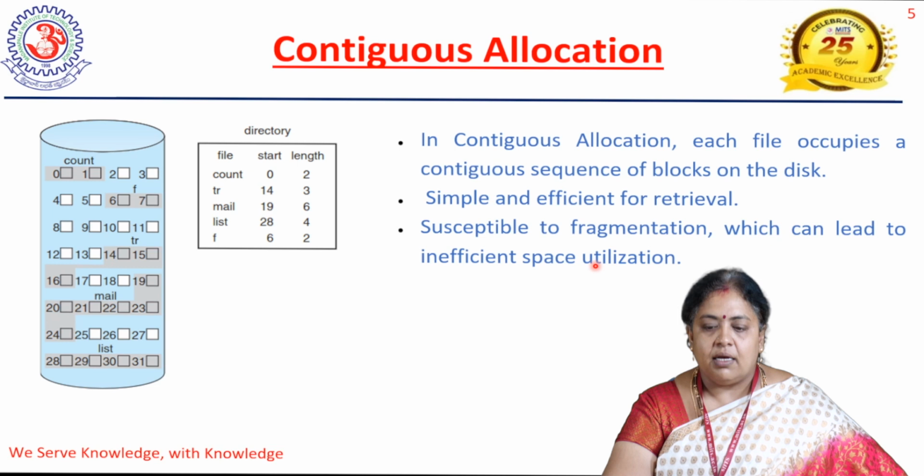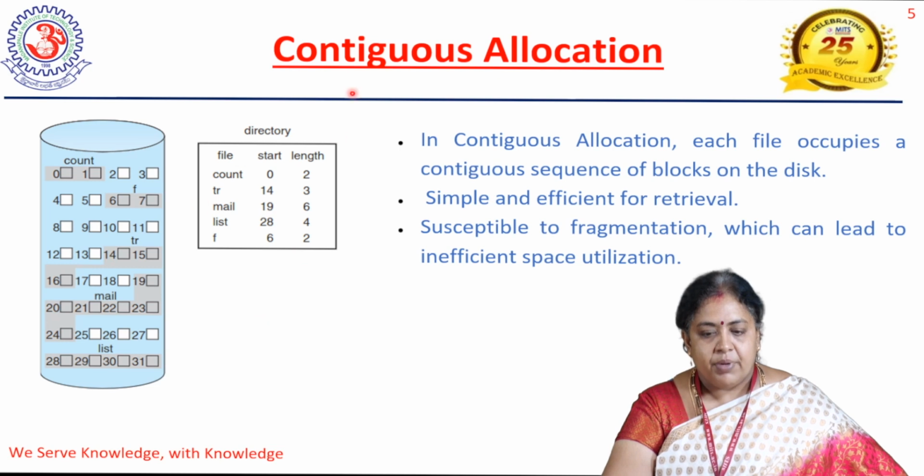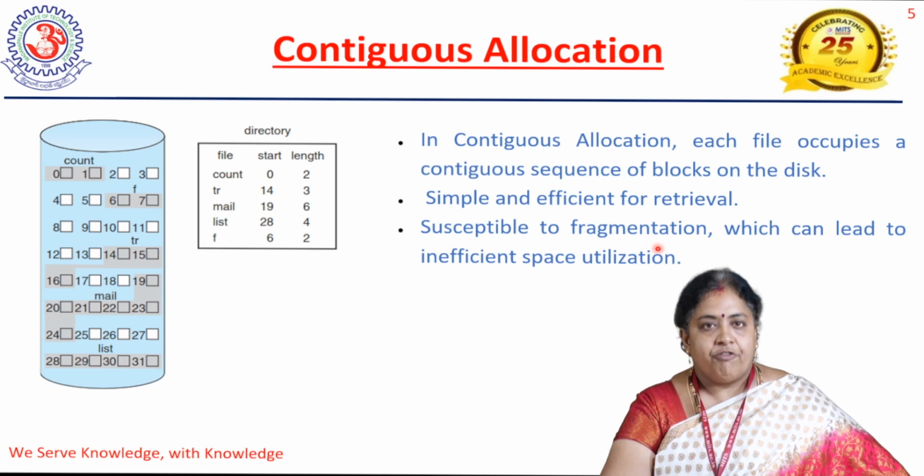That is the problem of fragmentation, which we call external fragmentation. Even though we have sufficient space available, we cannot allocate the space for the new file. So the space utilization is inefficient. Even though we have the space, we cannot allocate. Why? Because the space is not contiguously available. That is the main drawback of contiguous allocation, the main disadvantage caused by fragmentation.